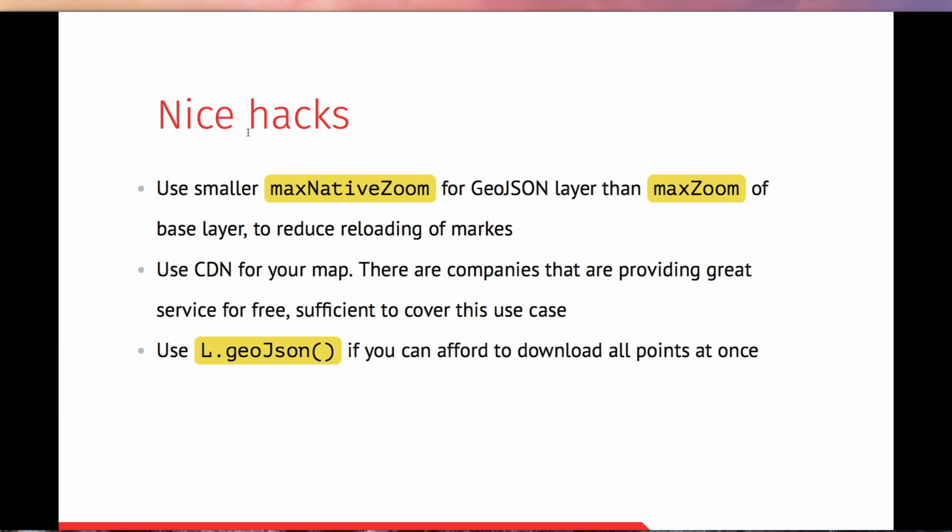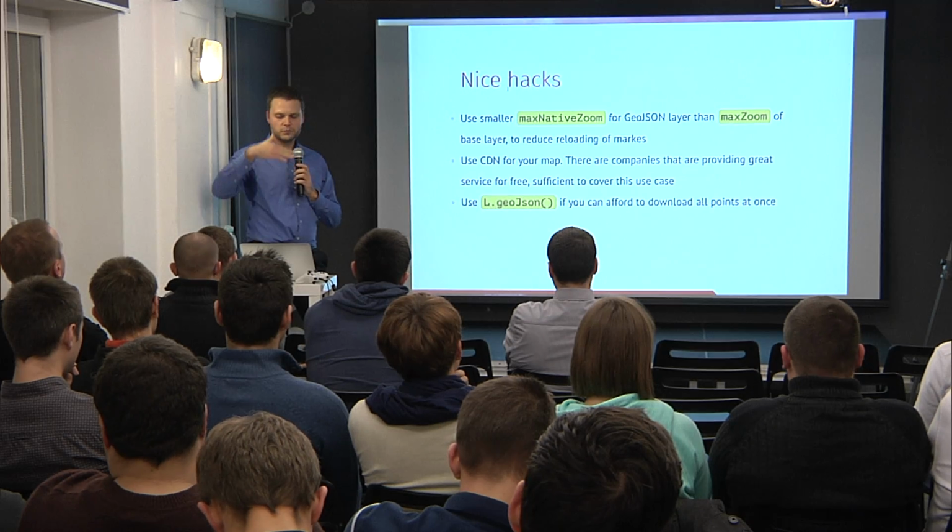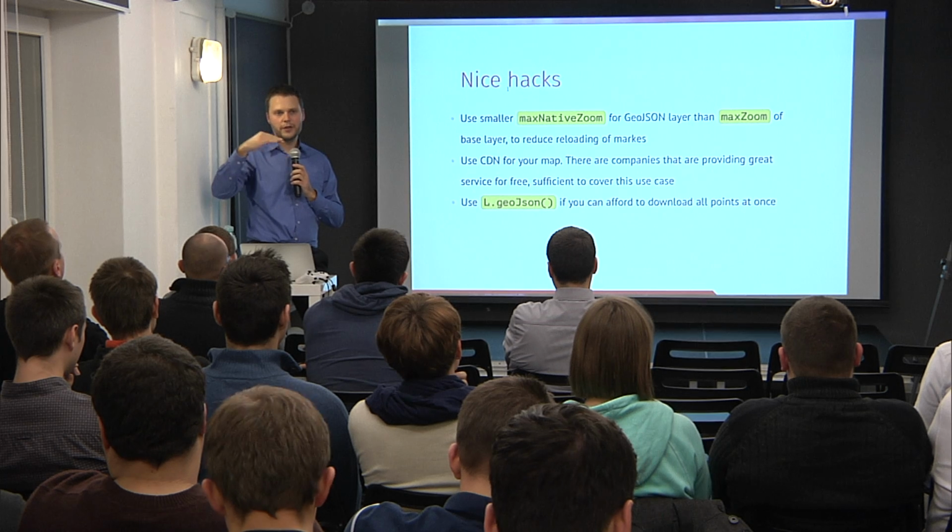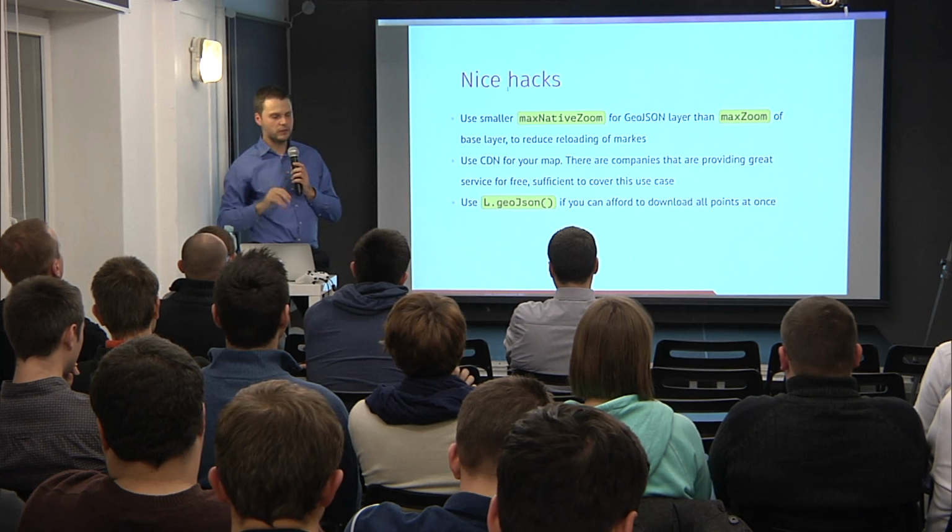The first thing was to use a smaller max native zoom for the GeoJSON layer. Max native zoom is the zoom that is connected with the layer that I was downloading. The higher the zoom level, the closer you are to the buildings.